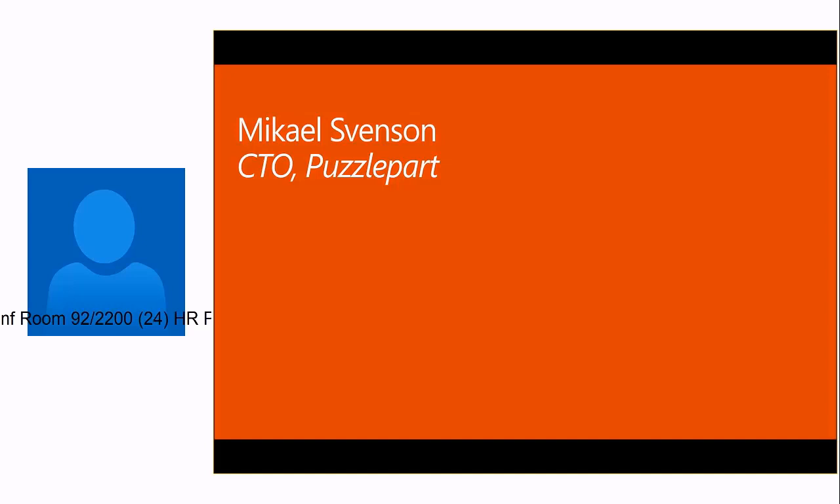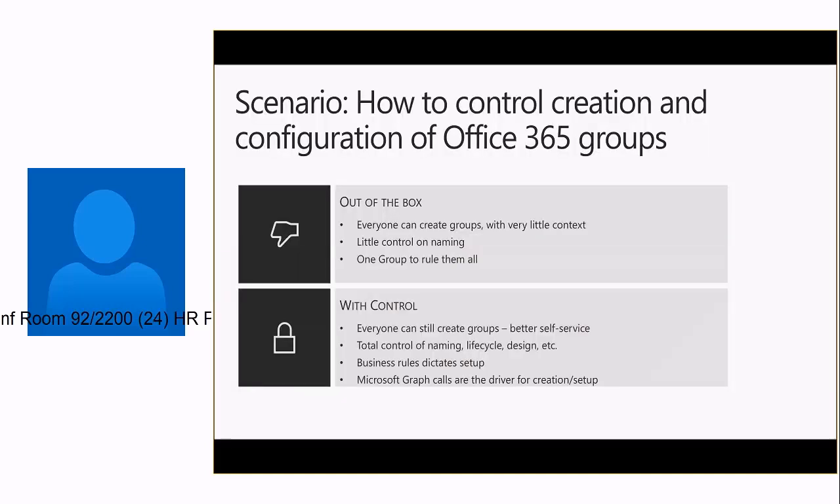We do a lot of configuration of groups these days. That means we lock down the out-of-the-box Office 365 group provisioning and do our own, and that's where the Graph comes in. Out of the box, everyone can create groups, but it quickly becomes very cluttered because you have little control of the naming. You can do one pattern, and it doesn't really suit most of the customers, at least the ones we look at. So you have sort of one group to rule them all.